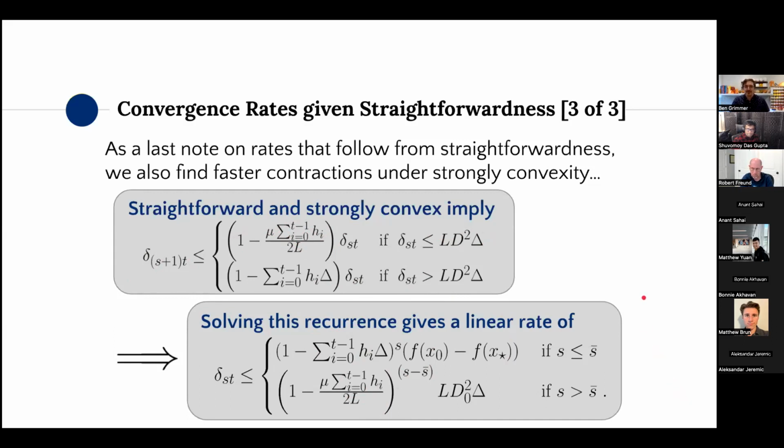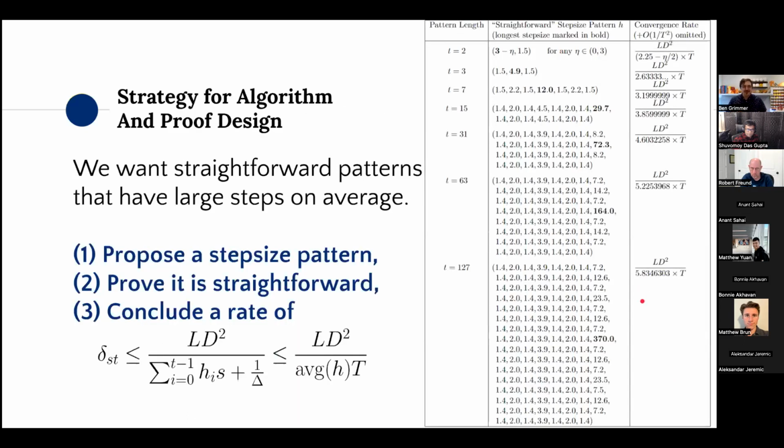Those still all follow. So now we can kind of give our overall strategy. What I want to do is come up with straightforward patterns that have large steps on average, right? Because if I can get the average step to be large, that's directly getting me a better theorem. You know, I'm getting to improve the denominator. So our strategy will be to propose a pattern, prove that it's straightforward, and then we can conclude the kind of rates we have here. All right, so we've already shown that you can do this last one, right? If we can justify that these patterns are straightforward, right away we have our convergence guarantee.